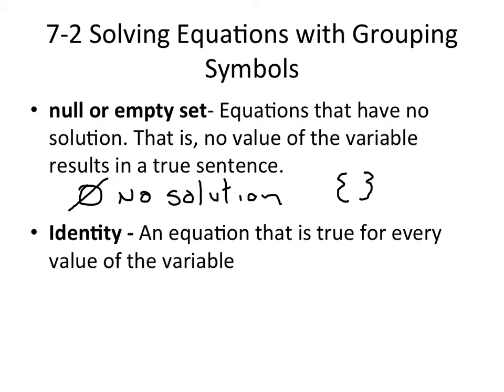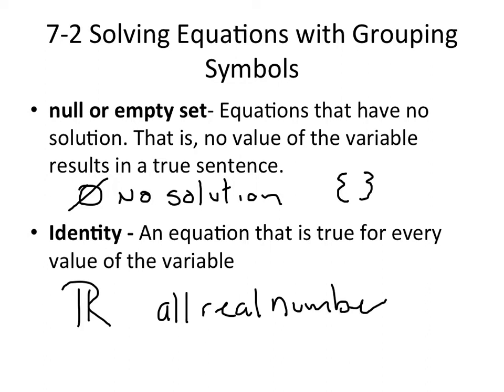Next up, if we can have no answer, we can also have the complete opposite with an equation. That's an equation that is true for every value of the variable. We call that an identity. It doesn't matter what number we choose, positive, negative, fractions, decimals, and plug it into the equation, it's true. Sometimes we see this symbol, which really means all real numbers. Or you could just write it.